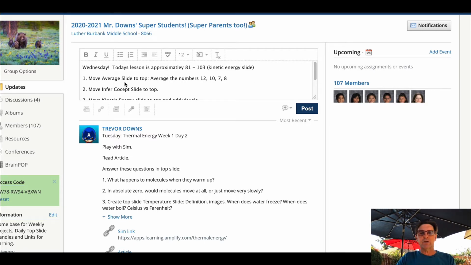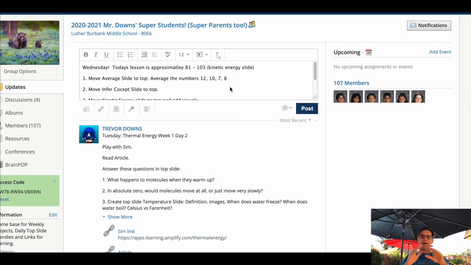We're going to move our average slide. Remember, we move our concept slides to the top, and you want to do this in order. So we're going to move the average slide to the top, and you're going to average the numbers 12, 10, 7, and 8. Let's pretend like there's billions of molecules, but instead of billions, let's say there is only a few. One is moving at a 12, then a 10, then a 7, and an 8. We're talking about the number of kinetic energy, so not 12 molecules, but molecules moving at a 12. And the higher the number, the higher the kinetic energy, which is the higher the heat.